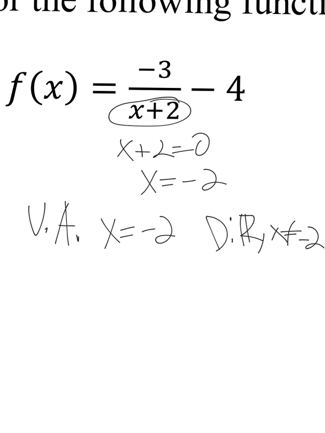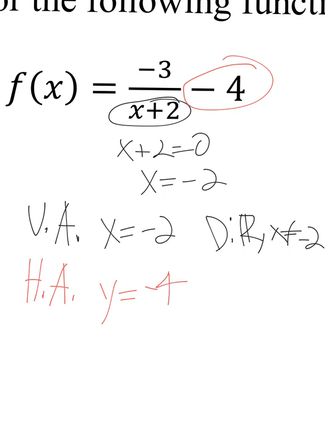That horizontal asymptote, y equals negative 4, that'll make a flat line. And so that means you just look at that outside number, and that's how I got the negative 4. And that means the range is all real numbers where y can't equal negative 4. And that's it for that one.